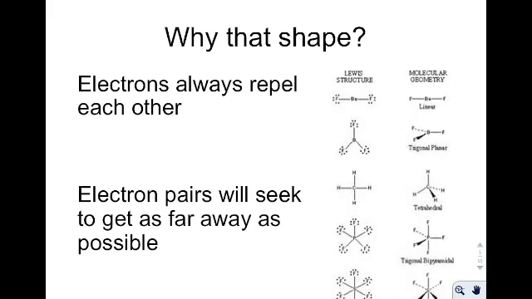So why that shape? Electrons will always repel each other. Even the electrons in a particular bond will repel each other. So the bonds tend to spread out as far away as they can from one another, and they adopt their molecular geometry as a result of that repulsion.